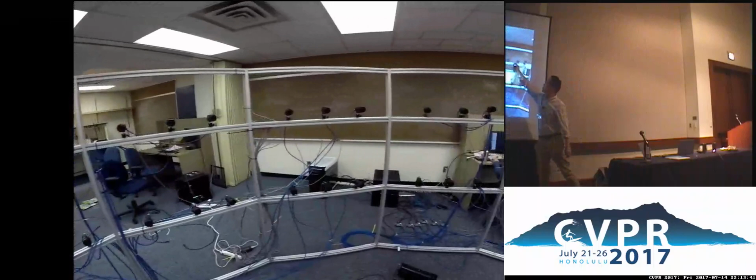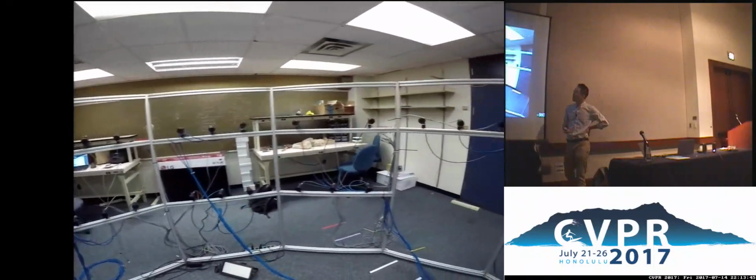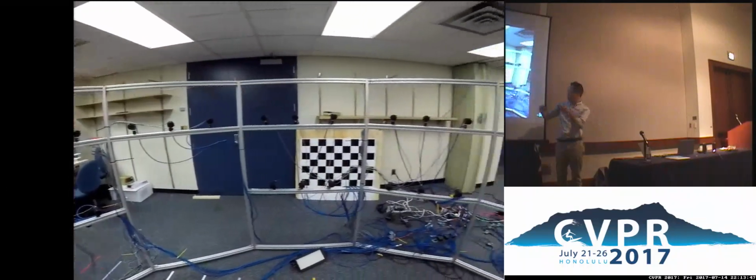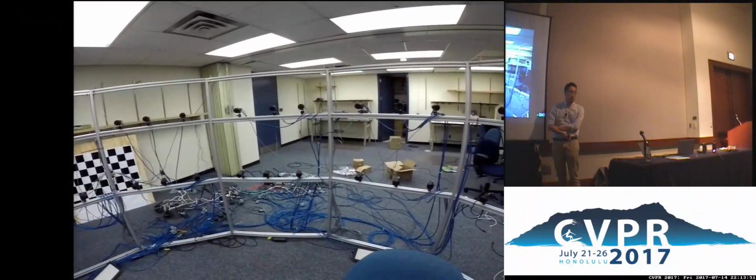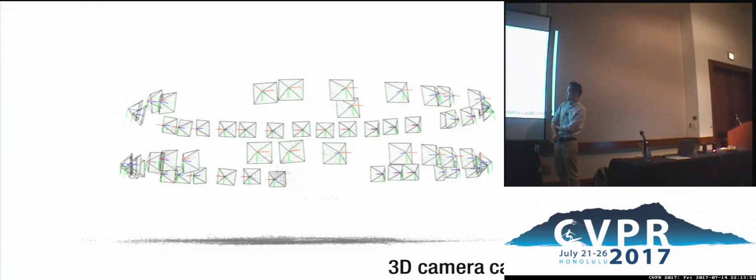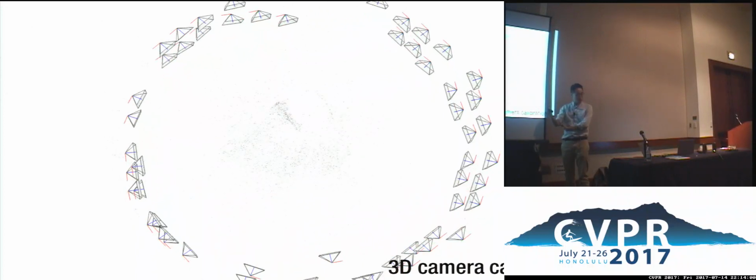So this is all the small, calibrated cameras. Using these cameras, we can get high frame rate and high resolution from these settings. And this is the 3D camera extrinsic calibration of the system. We just got the result like 2 days ago, actually.